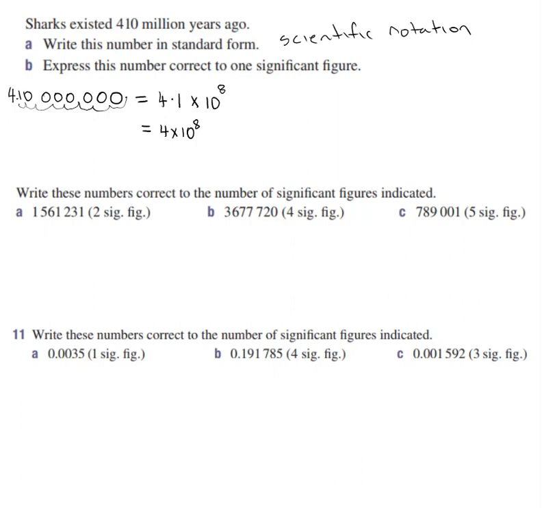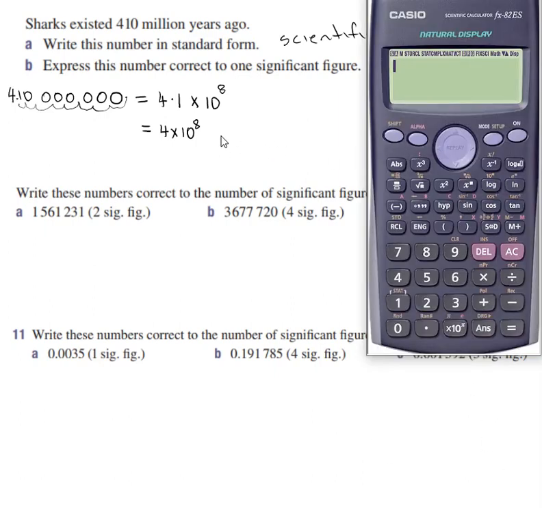Now, let me show you on the calculator. Let's write the original number, 410 million. So we go 4, 1, 0, then 0, 0, 0, 0, 0, 0. Okay. Now, we're going to press Shift Mode. On your menu here, which will be similar to yours, you have this SCI button, which stands for scientific notation. So we're going to press the 7 button.